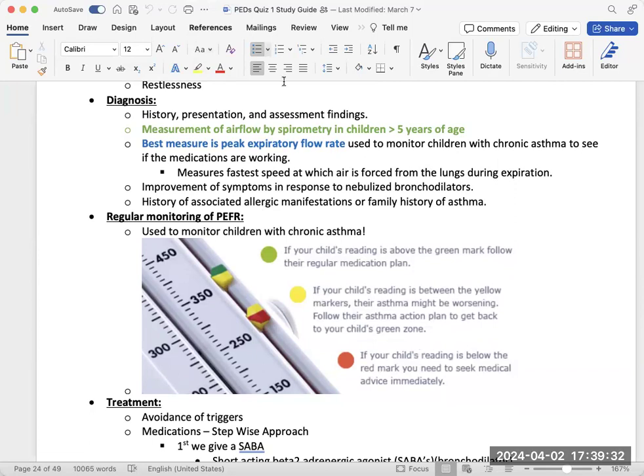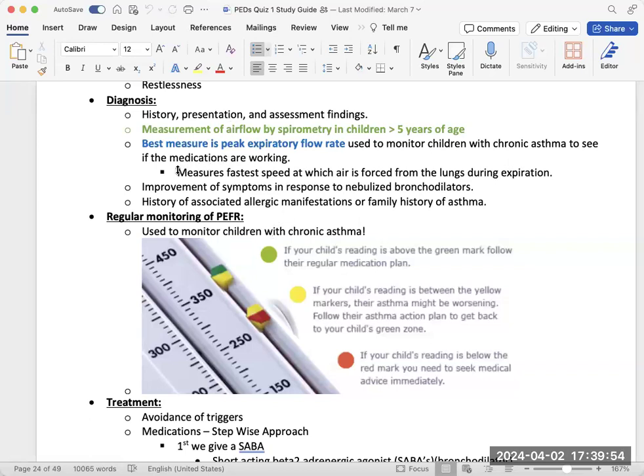Yellow means, uh-oh, the asthma is worsening and they need to follow their action plan to get back into the green zone. So maybe taking their bronchodilator and things. If they're in the red zone, that means, uh-oh, the medications are not working, the asthma is not being controlled, they're probably having a really hard time breathing, and they need to seek medical attention immediately.